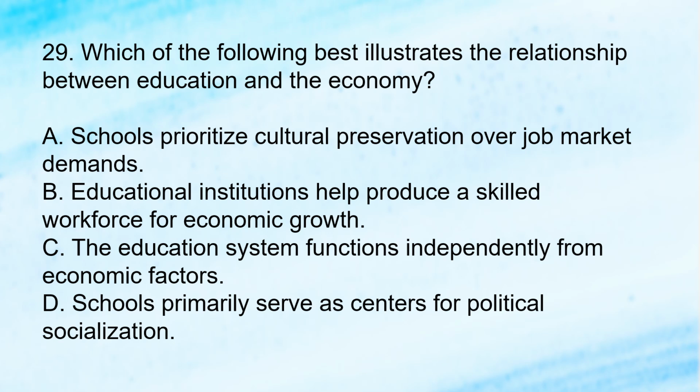Number 29. Which of the following best illustrates the relationship between education and the economy? Letter A. Schools prioritize cultural preservation over job market demands. Letter B. Educational institutions help produce a skilled workforce for economic growth. Letter C. The education system functions independently from economic factors. Or letter D. Schools primarily serve as centers for political socialization.